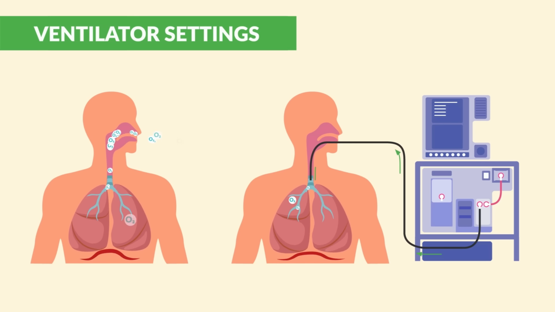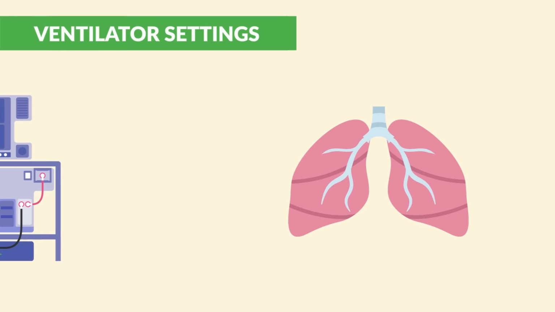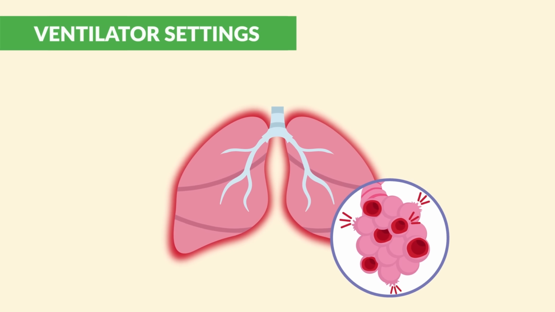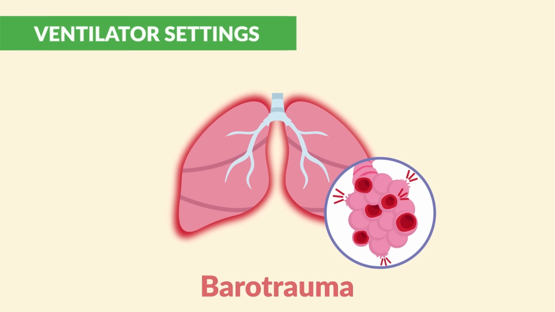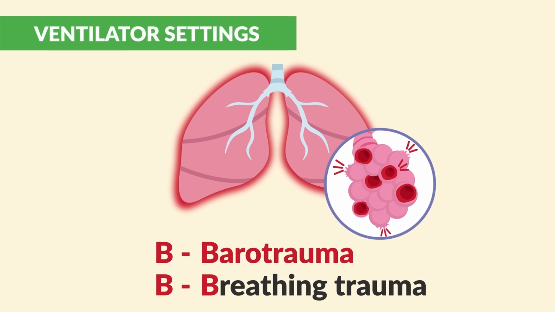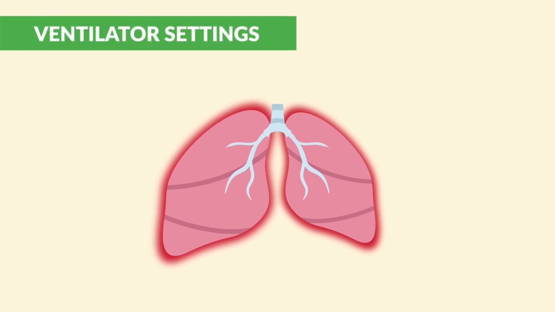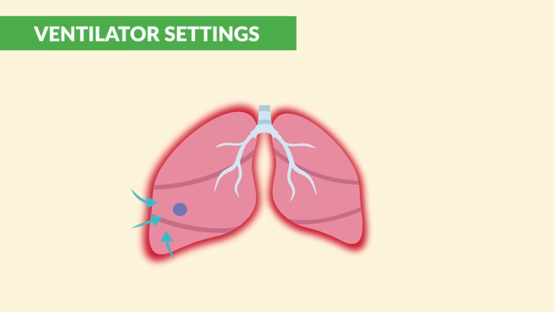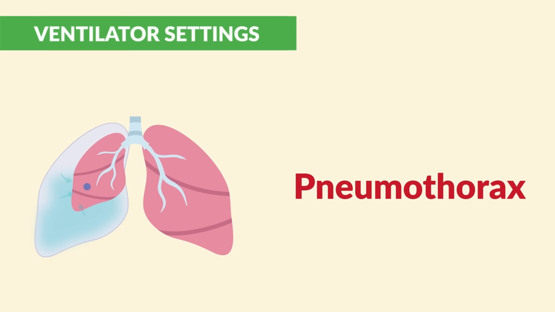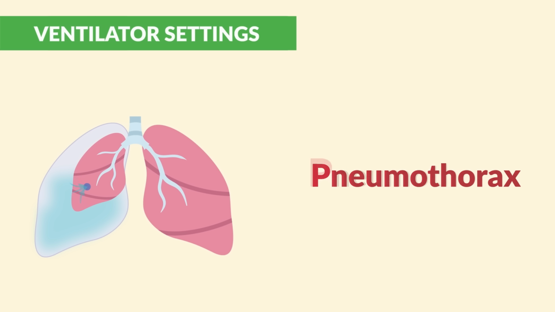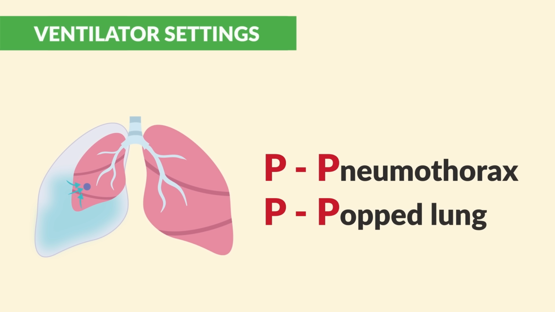Naturally, this PPV, or positive pressure, is a big danger. It can cause trauma in the lungs with overinflation. This trauma is called barotrauma. So just think breathing trauma for barotrauma, that damage to the lungs. And in severe cases, it can even pop a lung if the pressure is high enough. This is called a pneumothorax, or a popped lung.